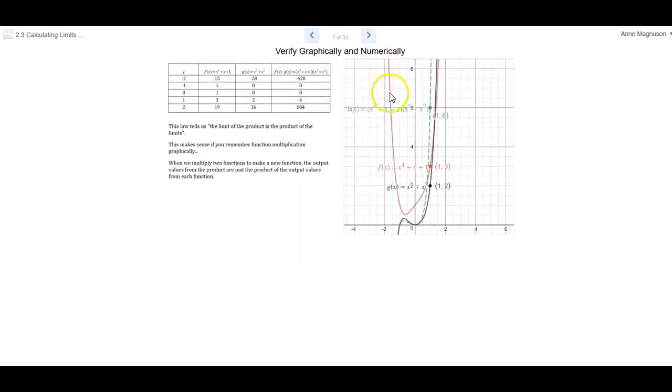And we can verify that by actually graphing the product function. So it's this dashed graph. I can see that as x approaches 1 on the product function, the limit is 6. And you can look at it numerically too.